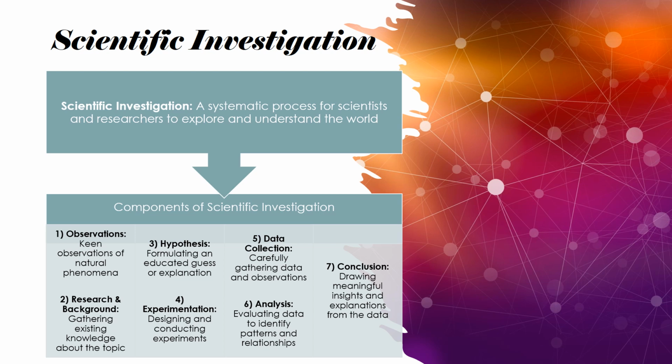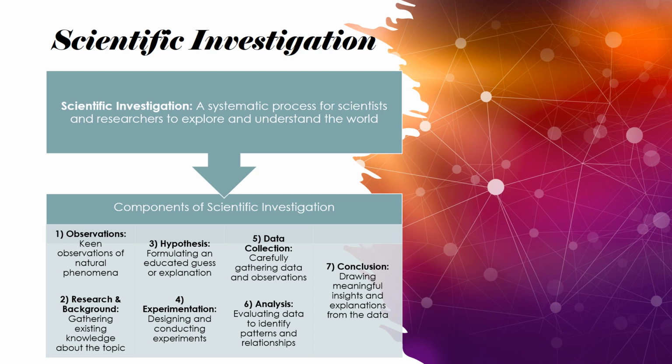3. Hypothesis. Armed with knowledge, we form a hypothesis, a fancy word for an educated guess. It's our best explanation for the observed phenomenon. For example, we might hypothesize that plants grow towards sunlight to get more energy for photosynthesis. 4. Experimentation. Now, it's time to test our hypothesis through experimentation. We design experiments to collect data and gather evidence. In our case, we'd set up controlled experiments to see how plants respond to light in different ways.